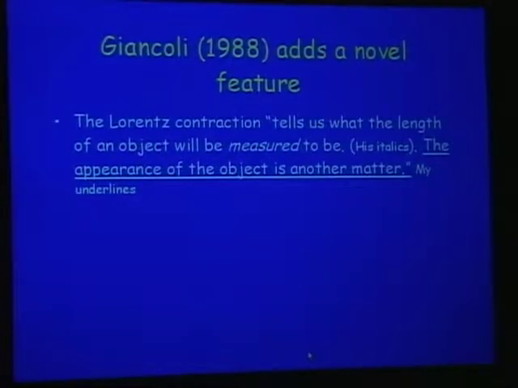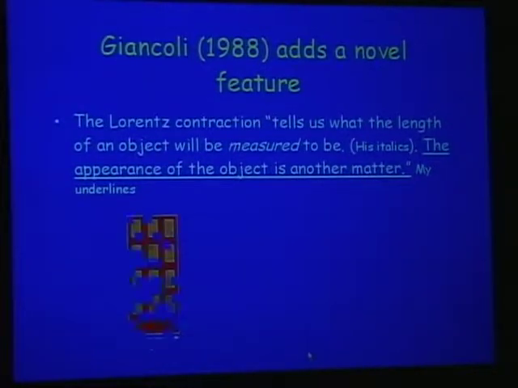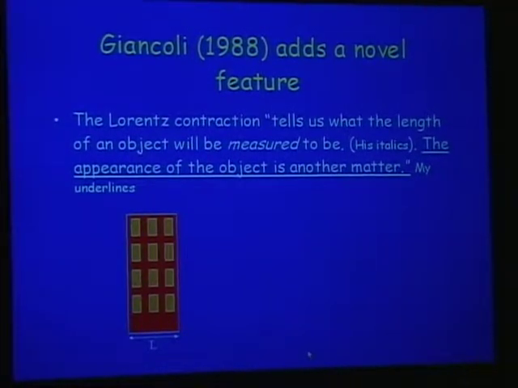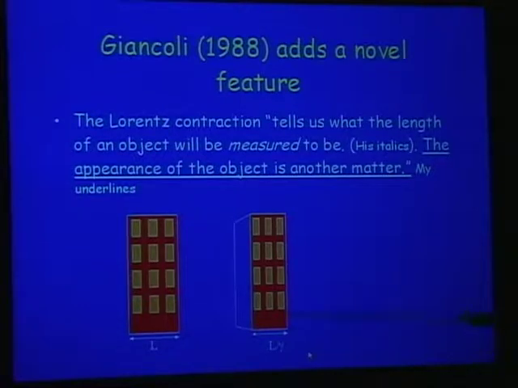Here's another explanation. The Lorentz contraction tells us what the length of the object will be measured to be. The appearance is another matter. This kind of confuses me, since presumably you can build a machine that allows you to measure things. He imagines this building flying through your frame, and what I'm trying to say is when this building, and these of course are the windows, goes through, you can actually see this wall. I'll show you some simulations in a little bit where that's demonstrated.